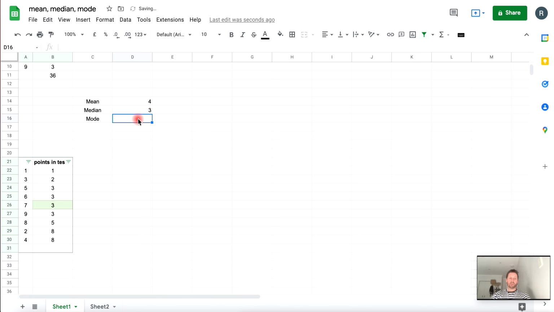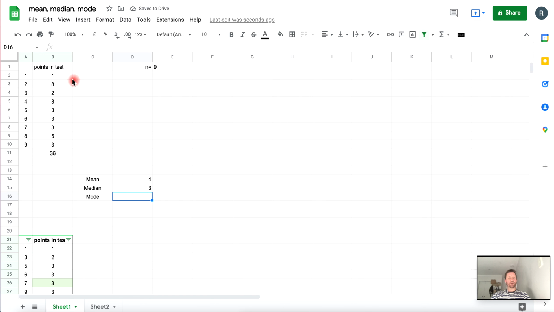Then the mode is a bit different. The mode is basically having a look at the entire data set and looking at the frequency of certain test points, or of all test points. As we look into this data set, we can see that the 3 appears most often in the data set, meaning that the mode is 3. And that's how easy it is to calculate the mean, the median, and the mode.